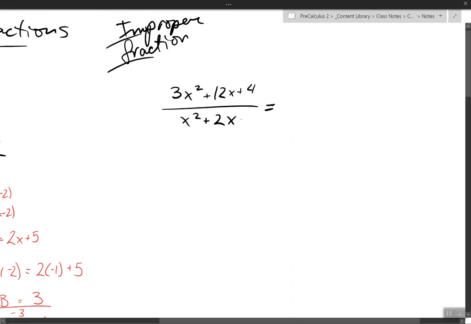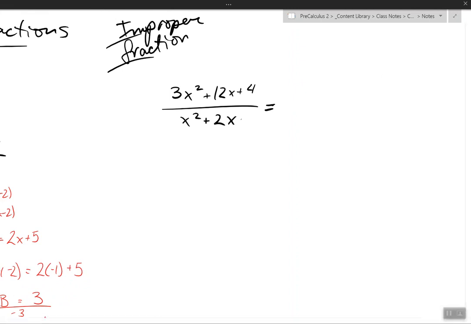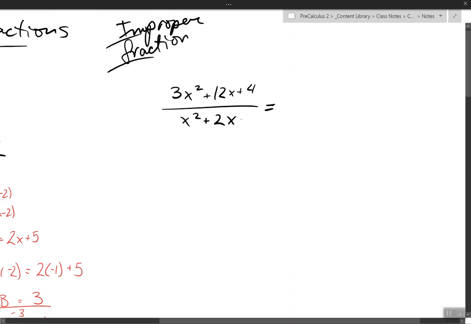So an improper fraction means the numerator is bigger than the denominator, so our 3x squared is bigger than x squared. So whenever we've got an improper fraction, we need to start by polynomial long division. We're going to only have to do one round, one time through, basically just to reduce that constant off. So for the polynomial long division, remember our top goes in the box, so 3x squared plus 12x plus 4, and the denominator goes on the outside, plus 2x.